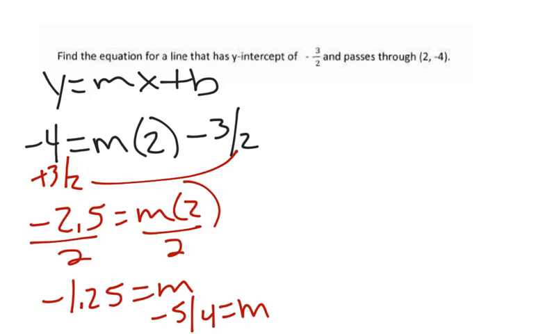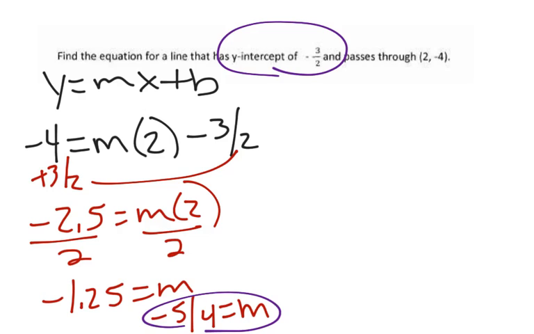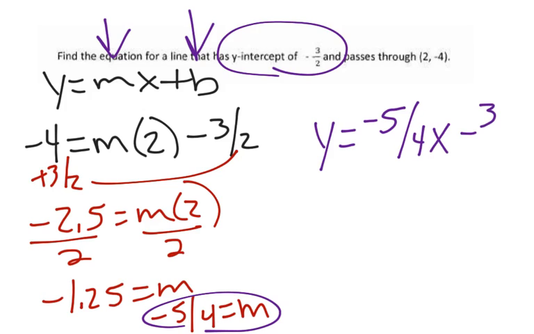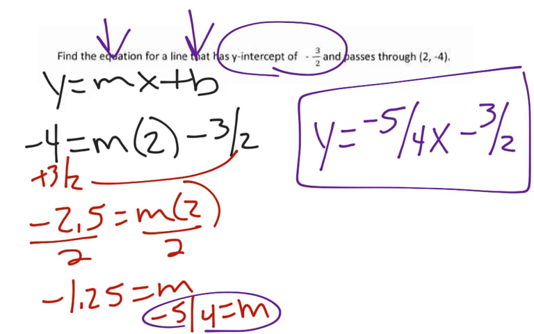So we're going to take our y-intercept and our slope and put them back in for m and b. Y is equal to negative 5/4 x minus 3/2, and that's your answer. Like I said, that's probably the toughest part of the whole assignment today. Do the best you can. It will be all right.